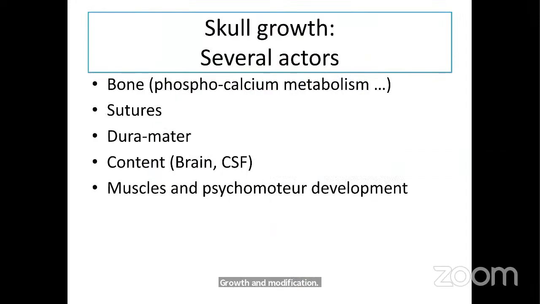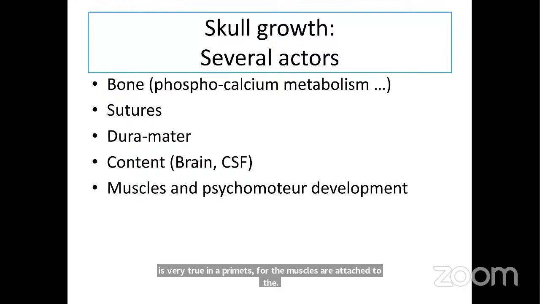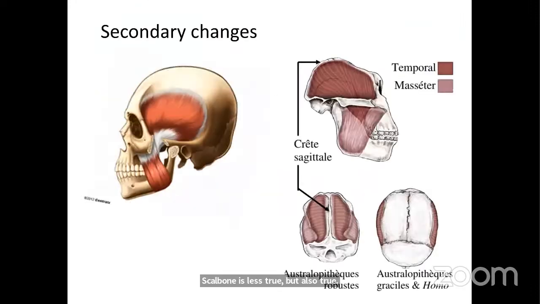What also plays a role is the psychomotor development and the muscles. This is very true in primates, where the muscles are attached to the skull bone. This is less true, but also true in humans, in which the occipital nuchal line or the temporalis muscle can modify the shape of the skull. And of course, this is very true for the orbits. If you have an ocular problem, the orbit will not grow and the shape will be modified by the absence of growth of the organ. And this is also true for all the face and in general for all organs of the human body.